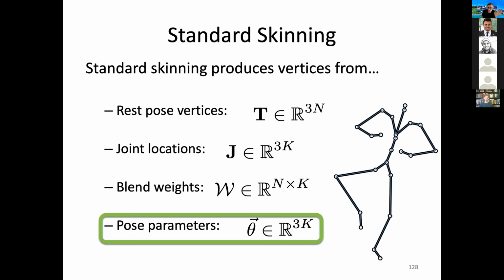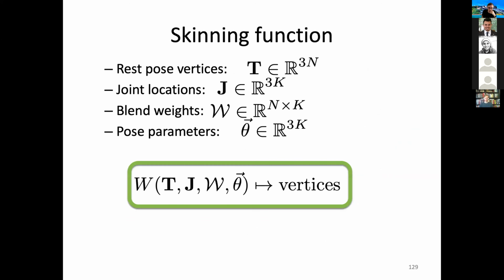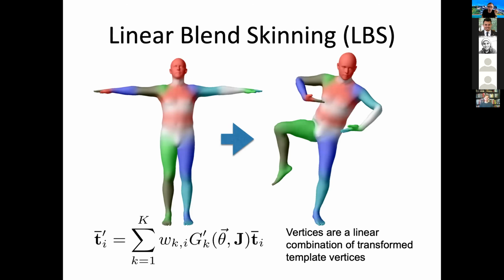And then we have pose represented by theta, and with K joints, we have rotations theta. We have 3 numbers for each joint, okay? So what a skinning function does is it takes the template, the joints, the blend weights, and the pose parameters, and it produces vertices, okay? The most common one, and basically the simplest one, is linear blend skinning. You'll see it everywhere.